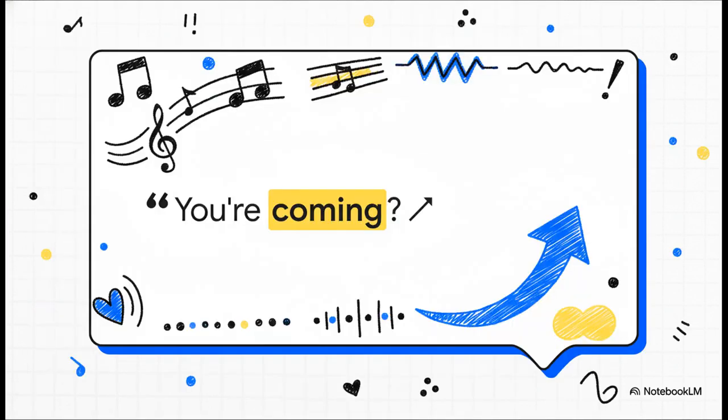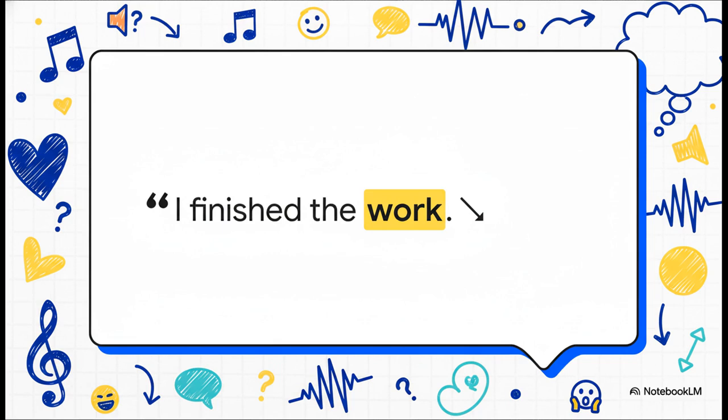For example, listen to the melody right here. You're coming? Did you hear my voice go up at the end there? That rising tune, that little upward arrow, is what instantly flips a statement into a question. Now let's flip that. Listen to this. I finished the work. Hear that drop? My voice goes down at the end. That falling melody signals that it's a fact. It's a done deal. The music is telling the story just as much as the words are.